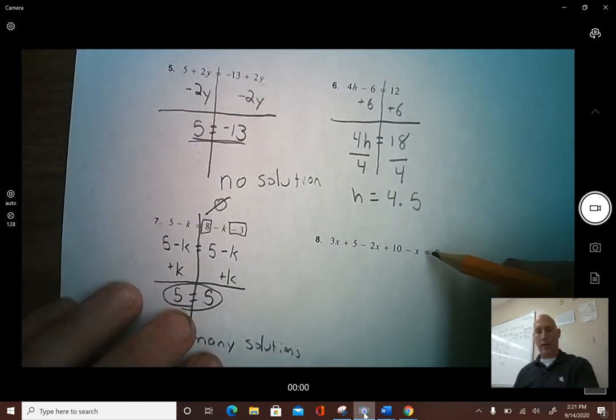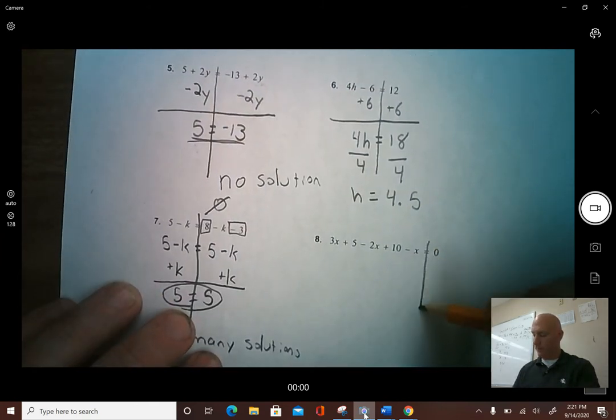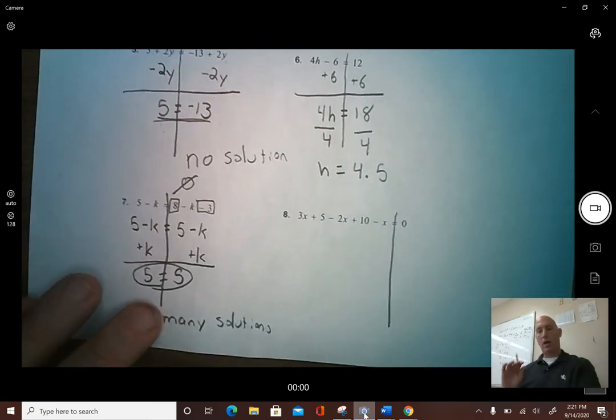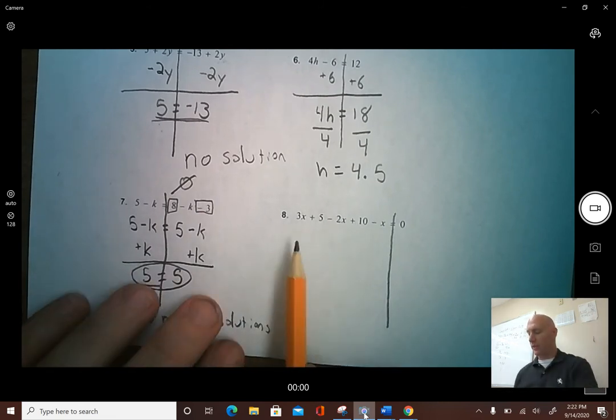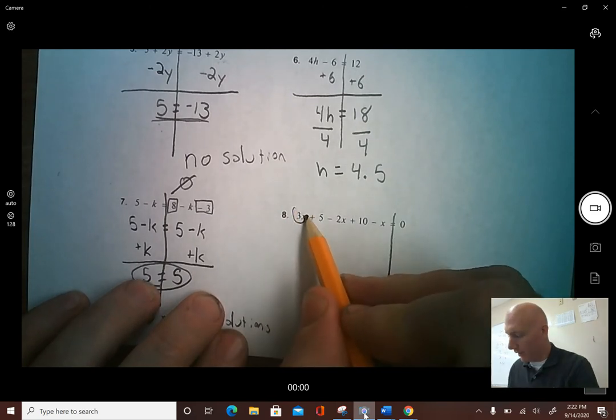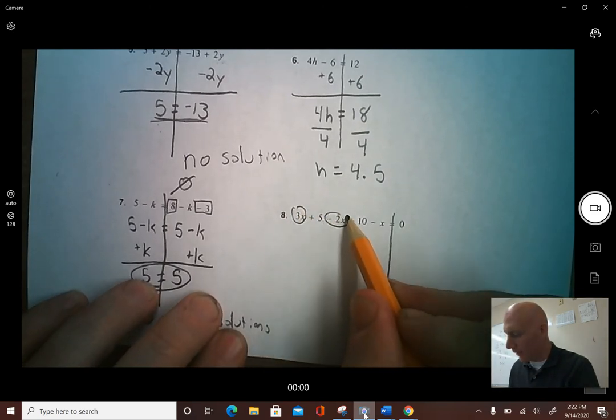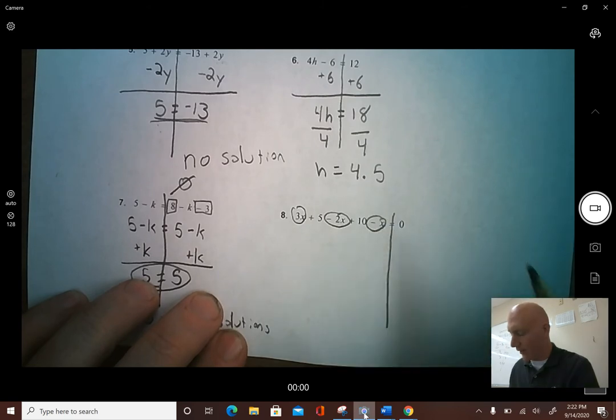Now we're on to number 8. Again, I'm just going through all those steps. You have 4 steps. The first one had an A and a B. I look for distribution. I don't see any parentheses, so I know I don't have any distribution. I'm on to 1B, simplifying. So when I simplify, I look for things that are alike. I've got a 3x, I've got a negative 2, and a negative x.